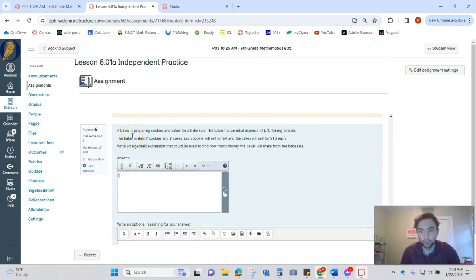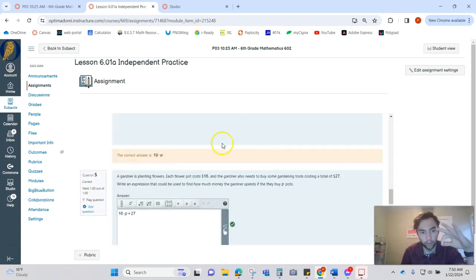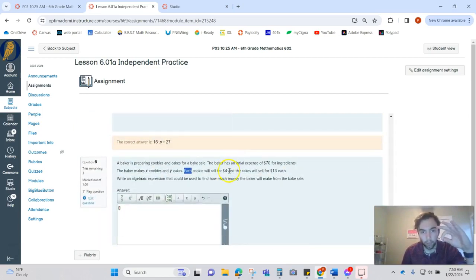Last question. A baker is preparing cookies and cakes for a bake sale. The baker has an initial expense of $70. The baker makes X cookies and Y cakes. Each cookie will sell for $4 and the cakes will sell for $13 each. Oh, here's some vocab words. Some eaches.